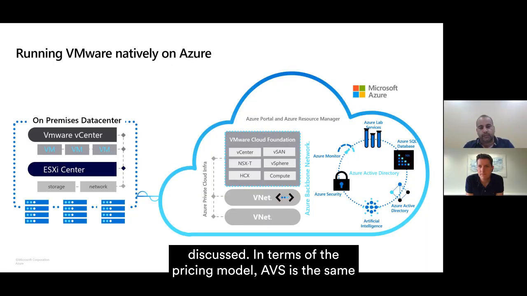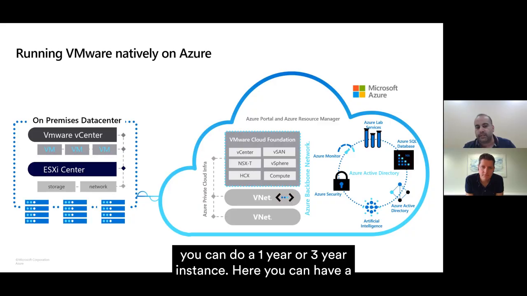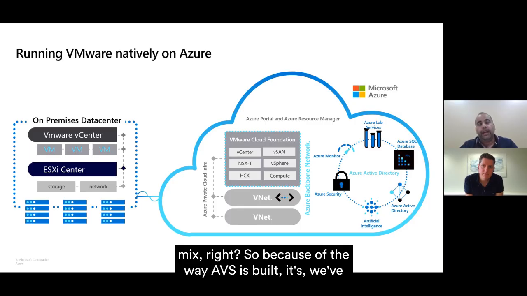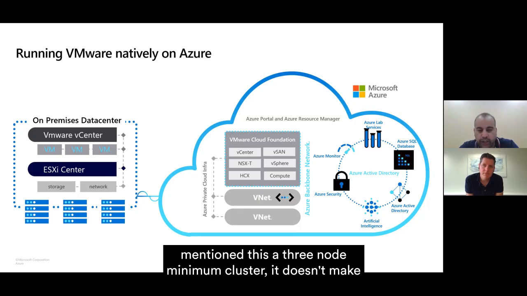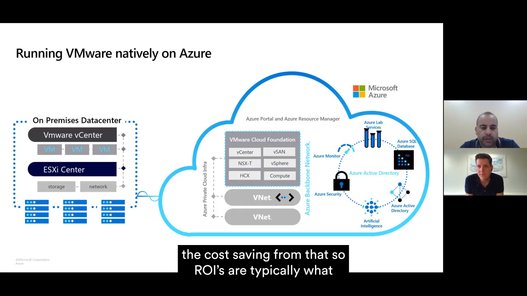In terms of the pricing model, AVS is the same as any other Azure service, right? You can do pay as you go, or you can do a 1 year or a 3 year reserved instance. Here you can have a mix, right? Because of the way AVS is built, we've mentioned there's a 3-node minimum cluster. It doesn't make sense to switch this on and switch this off. You don't get the cost saving from there. So ROIs are typically what customers look at.